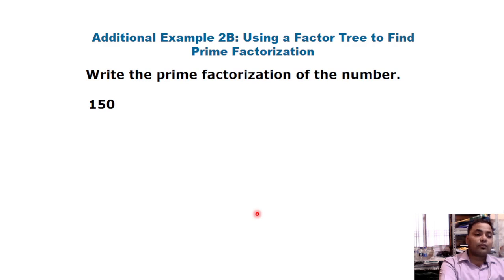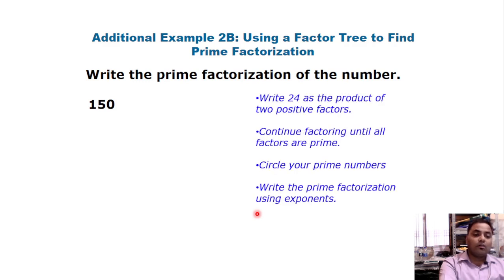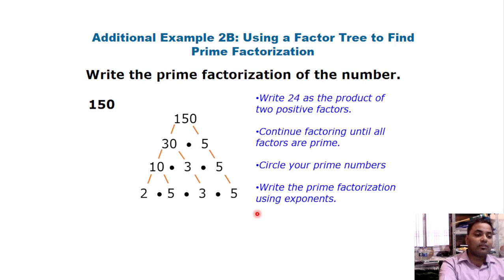Write the prime factorization of the number 150. Write 150 as a product of two positive factors. Continue factoring until all the factors are prime. Circle your prime numbers. Write the prime factorization using exponents. 150 is equal to 30 into 5, 10 into 3 into 5, 2 into 5 into 3 into 5. So 2 into 3 into 5 to the power 2 is the prime factorization of 150.